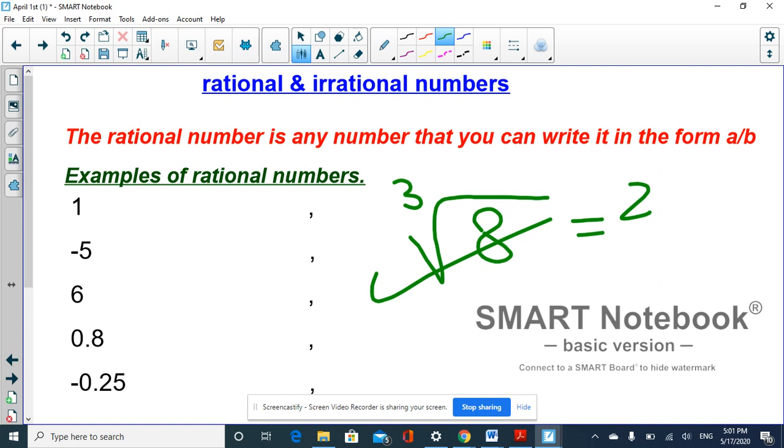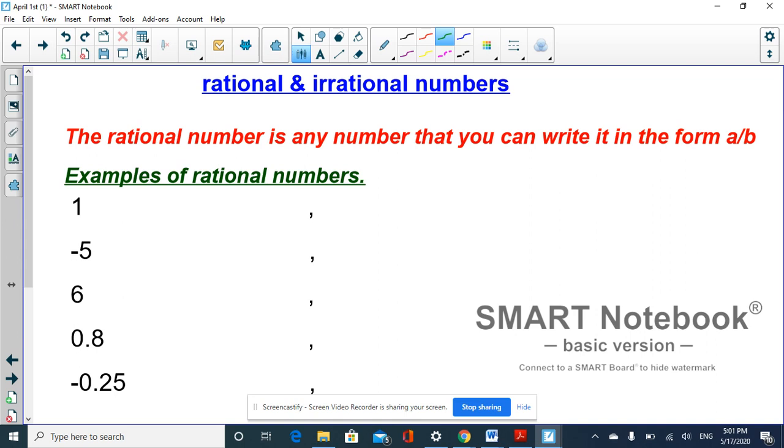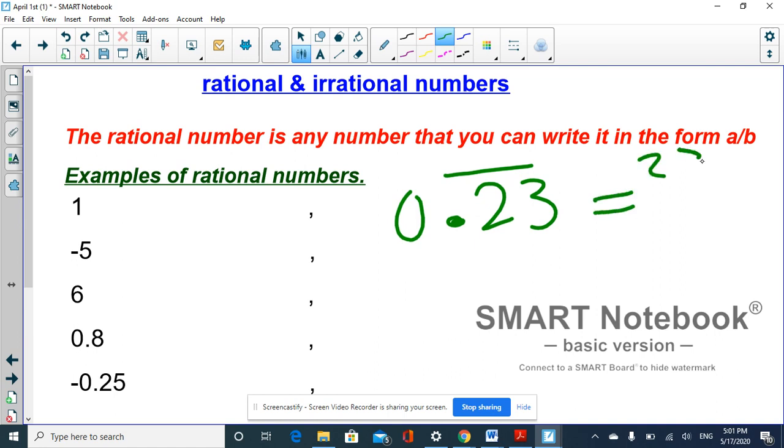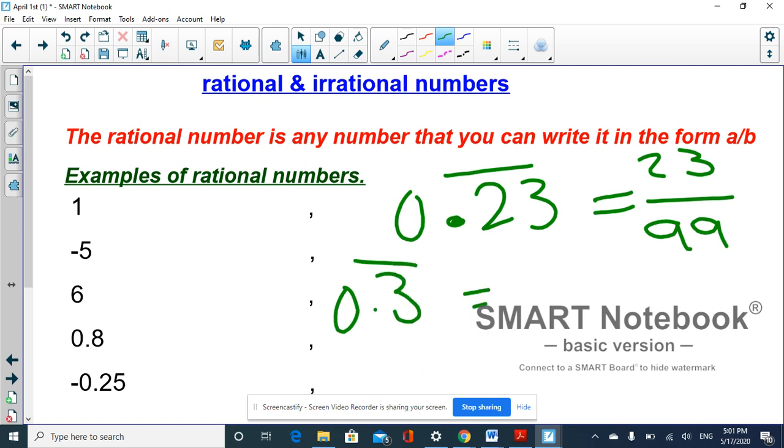Oh, there is something else that is rational. You know what? The repeating decimal is a rational number because I can put it as a fraction. It's 23 over 99. This is a rational number, okay? 0.3 repeating equals 3 over 9, or 1/3. This is a rational number. So I think we know what the rational numbers are, all the numbers that we learned before. Let's see what an irrational number is.